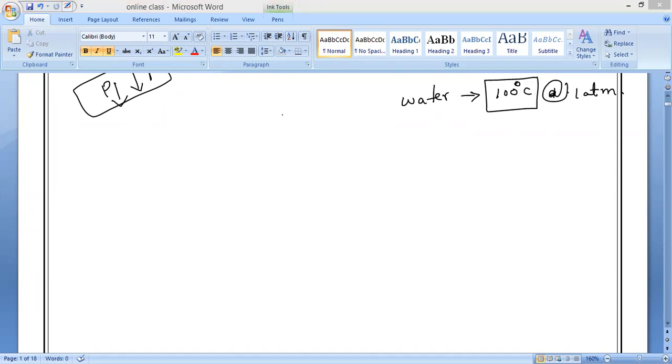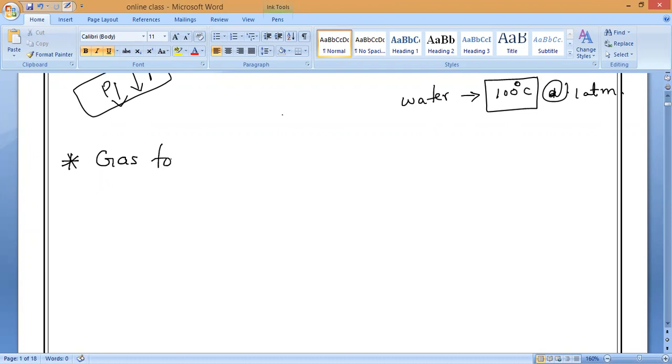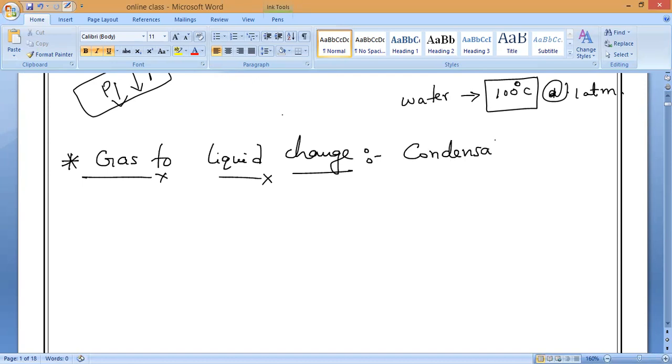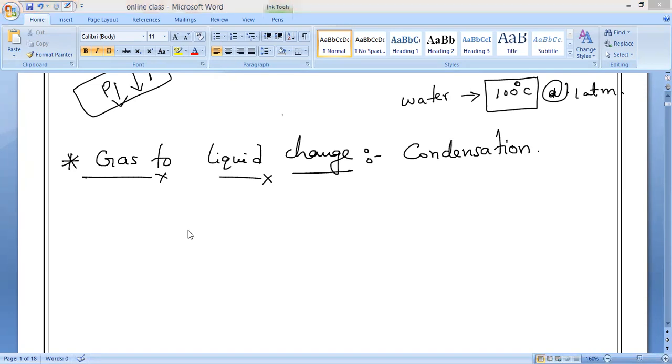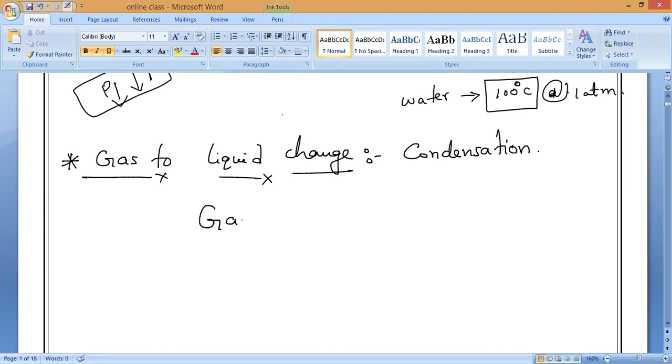So that is the third one. Please all of you keep reading: gas to liquid change. Shall we start? Everyone? So gas to liquid change is the process we call condensation. Now, is it by increasing temperature or by decreasing temperature? Gas to liquid, please respond. Decreasing temperature. Very good, Hari.